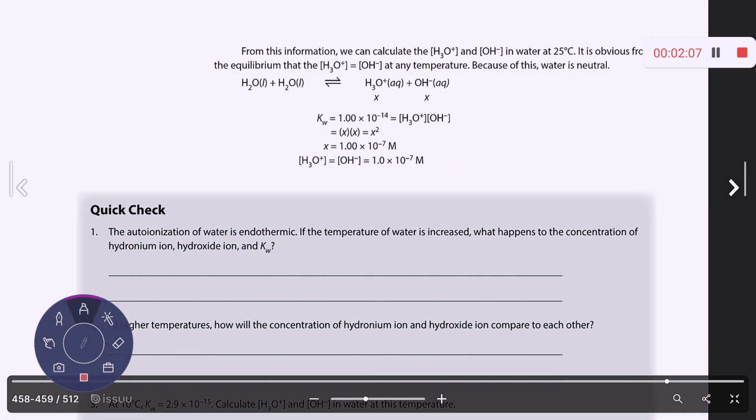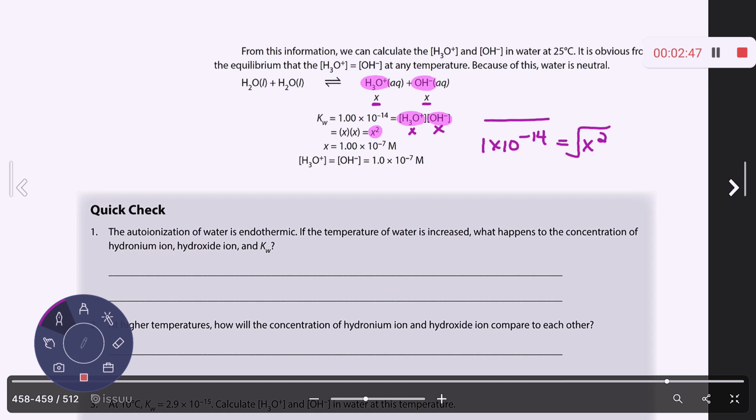So let's say we are at 25 degrees Celsius and I want to calculate the hydronium and the hydroxide ion concentrations in water. So if you take each one of these and use the variable x in place of their concentrations, that means you would have an x in place of the hydronium and the hydroxide. So this would become an x and this would become an x. What's x times x? X squared. So then you're going to have x squared is equal to 1 times 10 to the negative 14th.